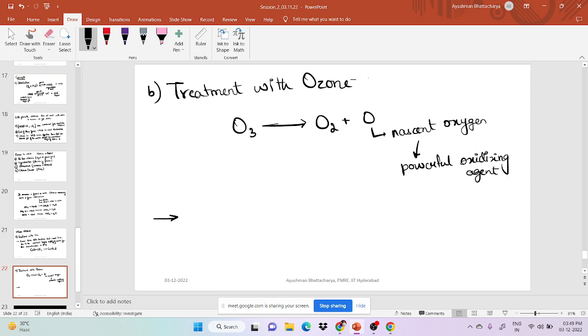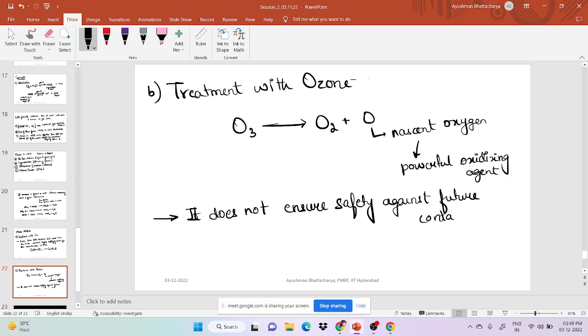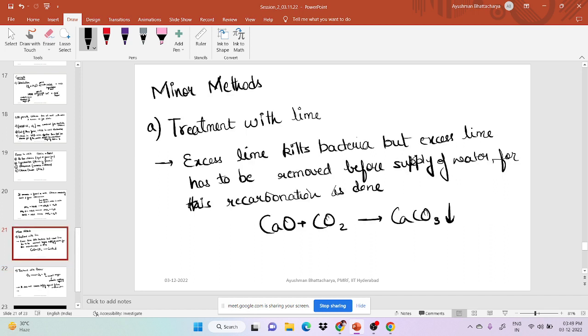But the major problem with this is that it does not ensure safety against future contamination. It also does not form trihalomethane and haloacetic acid, which are carcinogenic. So treatment with ozone is one thing, and treatment with lime, these are the two we have discussed till now.